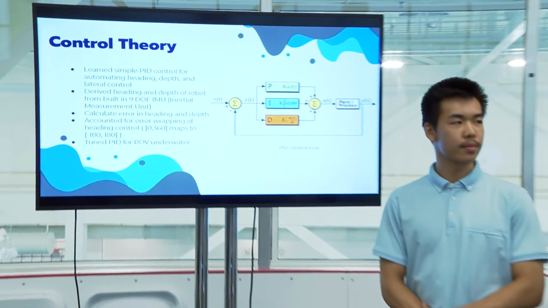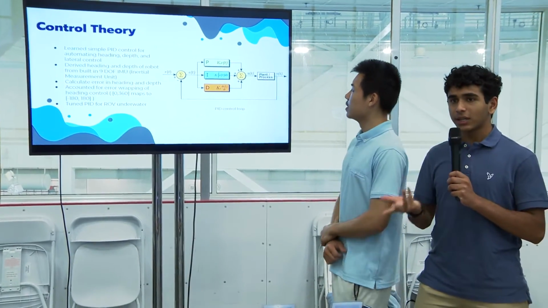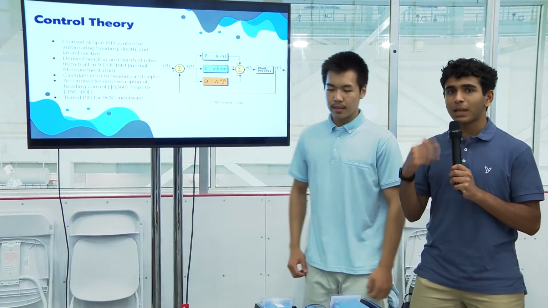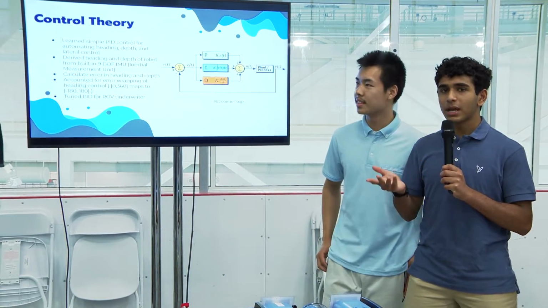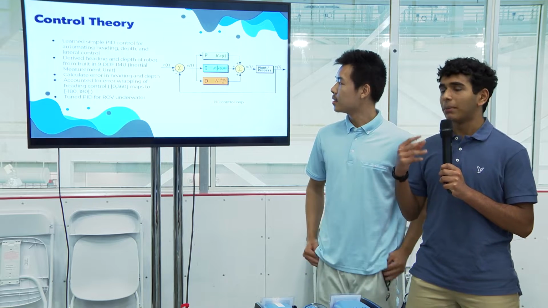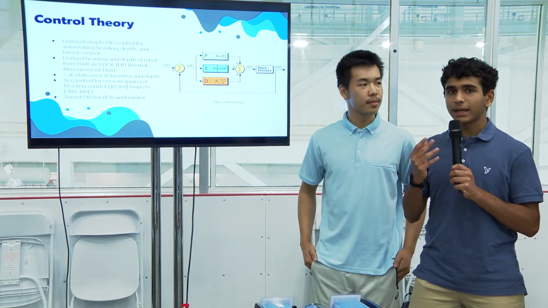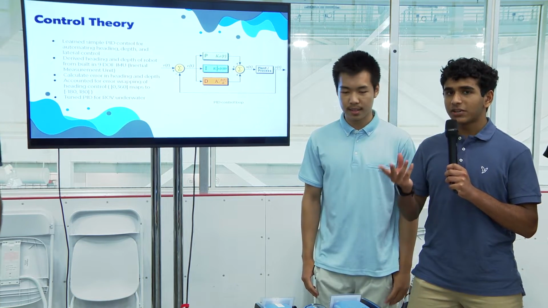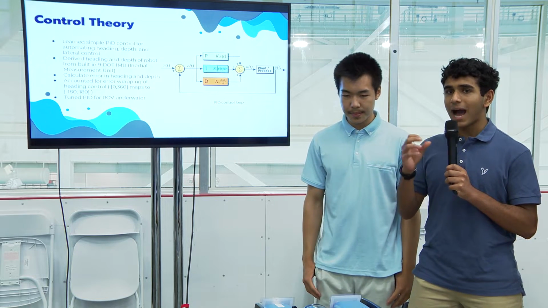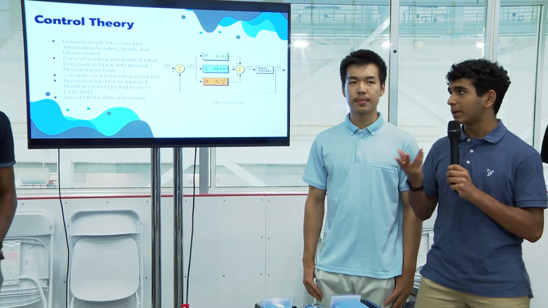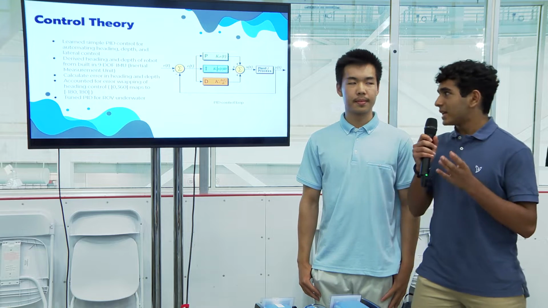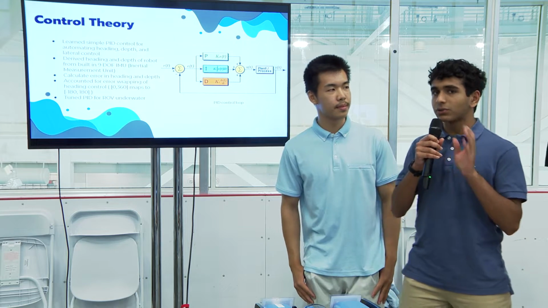So to control the robot, we had to first learn about PID control. This way, instead of just supplying raw powers to each of the motors, we can control it in a smart manner by giving it a desired position. And then the robot itself will figure out how it can get to that position without us telling it what to do. So PID stands for proportional, integral, derivative control.